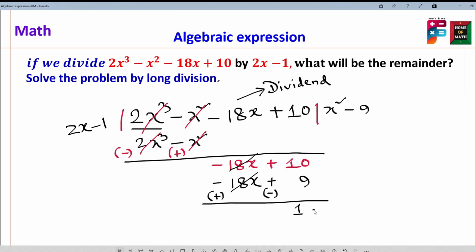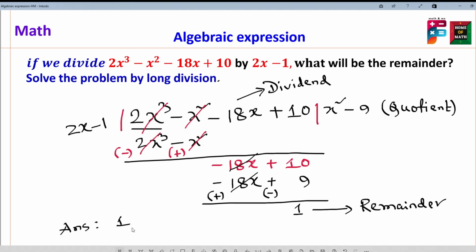Actually this is not the answer, this one is the quotient. Look, and this one is the remainder. Okay, so what will be the remainder? The answer is 1. Hope you understand this one.